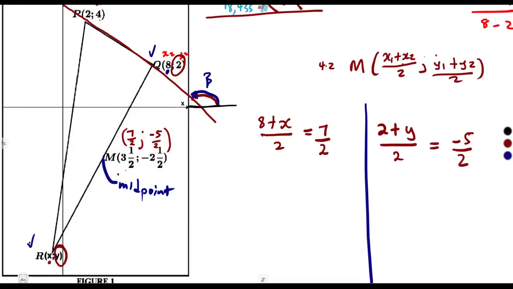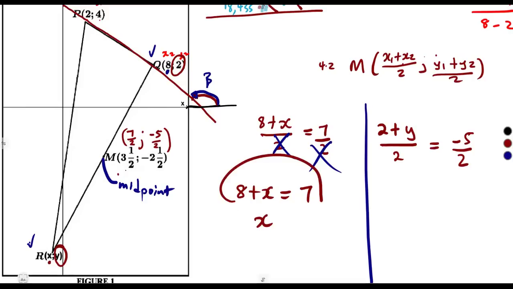So you've got two equations. Let's solve. Yes, you can cross multiply, guys, it's up to you. But when you're solving equations, if the denominators are the same, just equate the numerators. Simple like that. 8 plus x is equal to 7. So what is our x? The 8 goes to the other side as a negative, so simply subtract 8 from both sides. That is x equals minus 1.